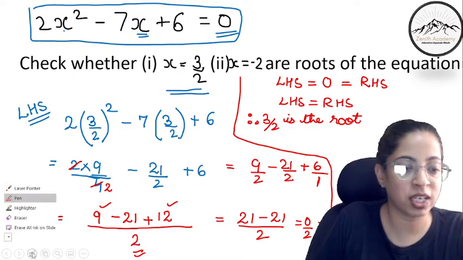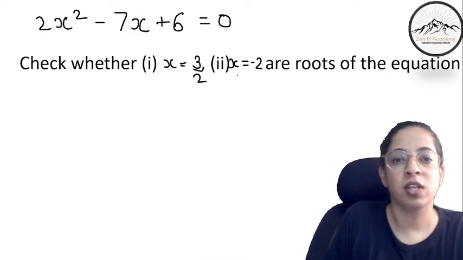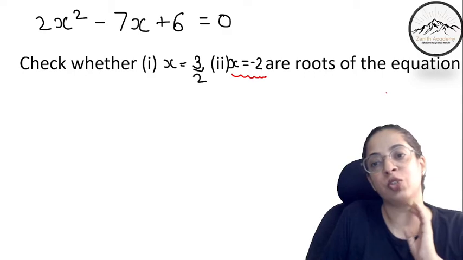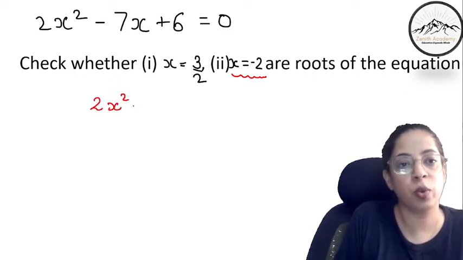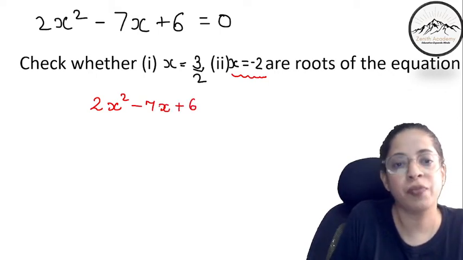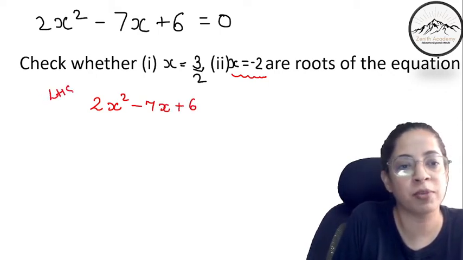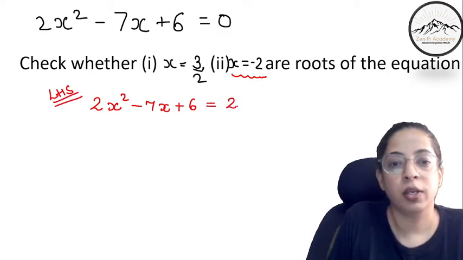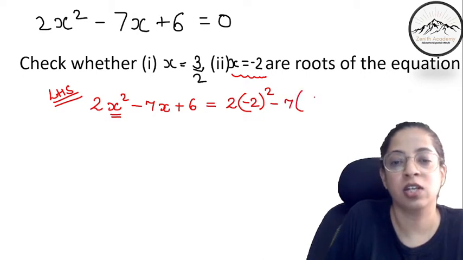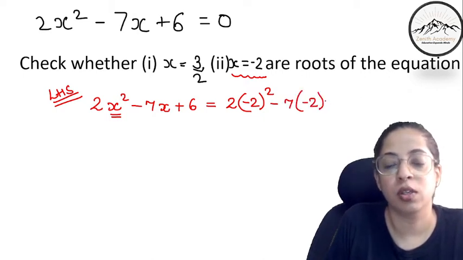Now let's check the next one. Let's check whether x equal to minus 2 is the root of this equation or not. So first I will write the equation 2x square minus 7x plus 6 equal to 0. So first let's do only the left hand side. So this is equal to 2, I will write as it is. Instead of x I will write minus 2. So (minus 2) square minus 7. Instead of x I will write minus 2, then plus 6.